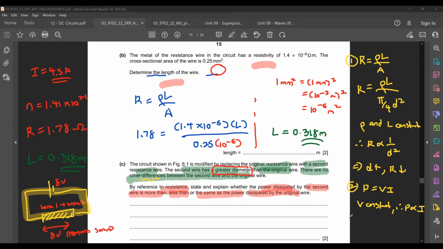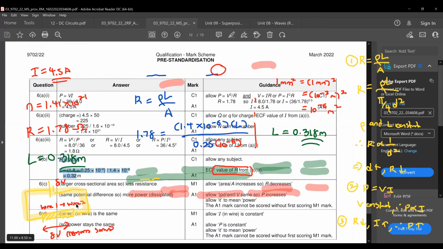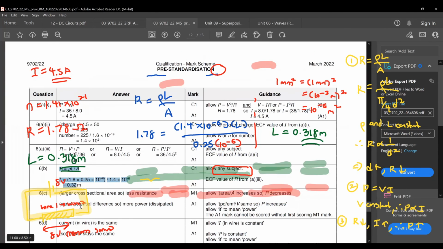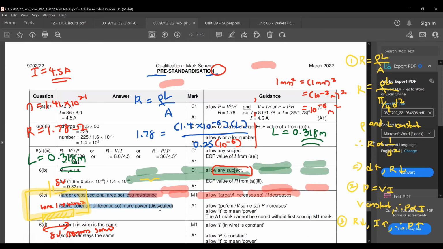Okay. So what are the things that I can say here? If R drops, I increases. Therefore, P will increase. My power dissipated should actually be more. No, power remains the same. Wait a minute. Oh, sorry. I'm looking at C, right? I was looking at D. We know that you have less resistance. They say same potential difference, so more power dissipated.